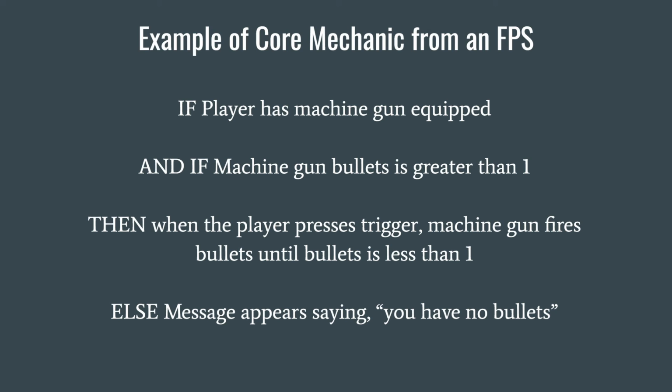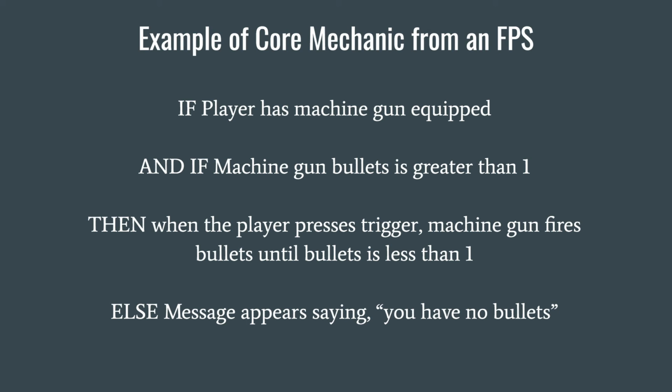And then if the player does not have machine gun bullets greater than 0, a message will appear saying you have no bullets, right? Or you'll make a no-bullets sound. Or the player, the avatar themselves, will say, I have no bullets. Oh no, or something like that, right? So that's a core mechanic. That's how you write it.